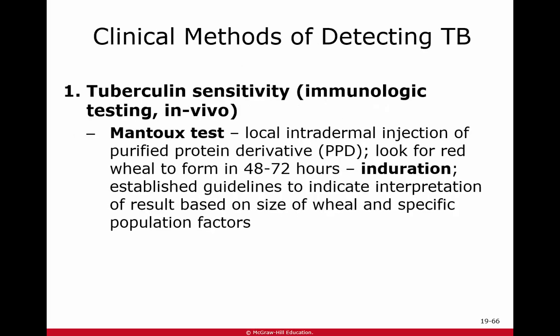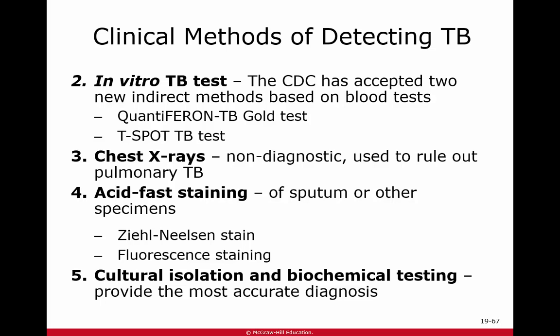We're all familiar with this tuberculin sensitivity test, the Mantoux test, where they do the local intradermal injection, and you look for this red welt to form between 48 and 72 hours, and there's guidelines for the size of it and all that for interpreting it. There's also an in vitro TB test. There are 2 of these that the CDC has accepted. There's chest x-rays.